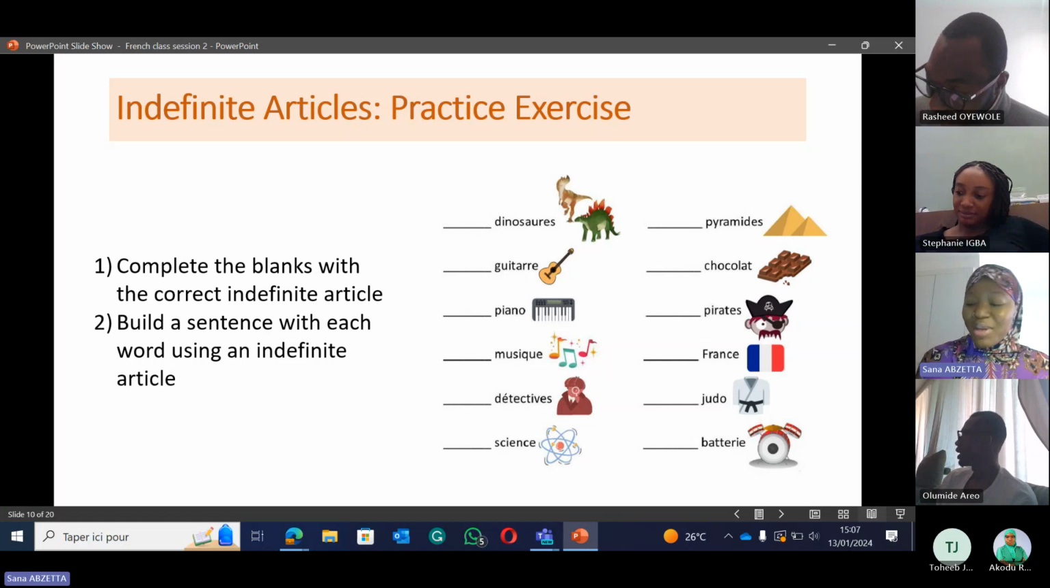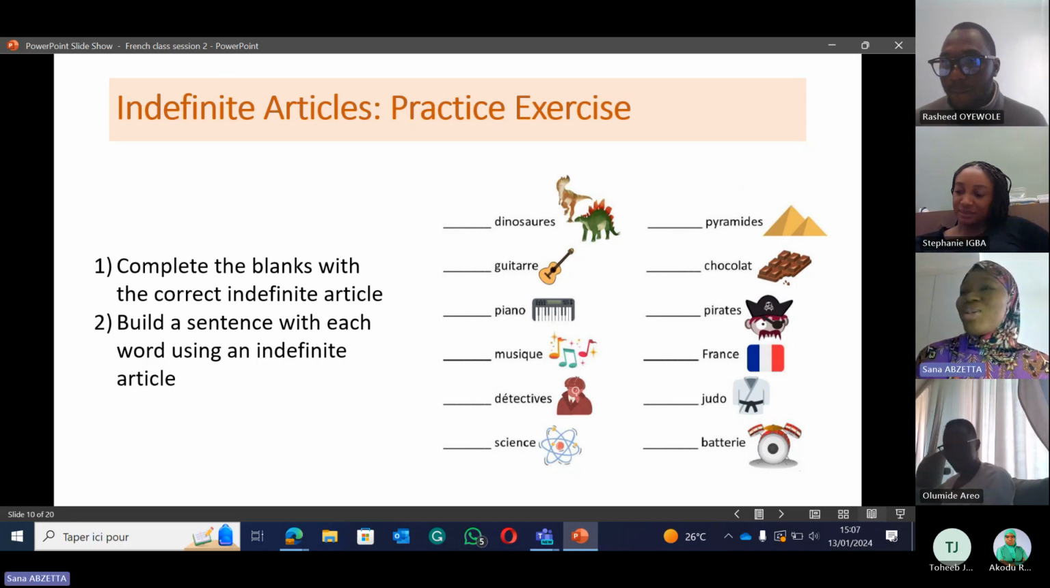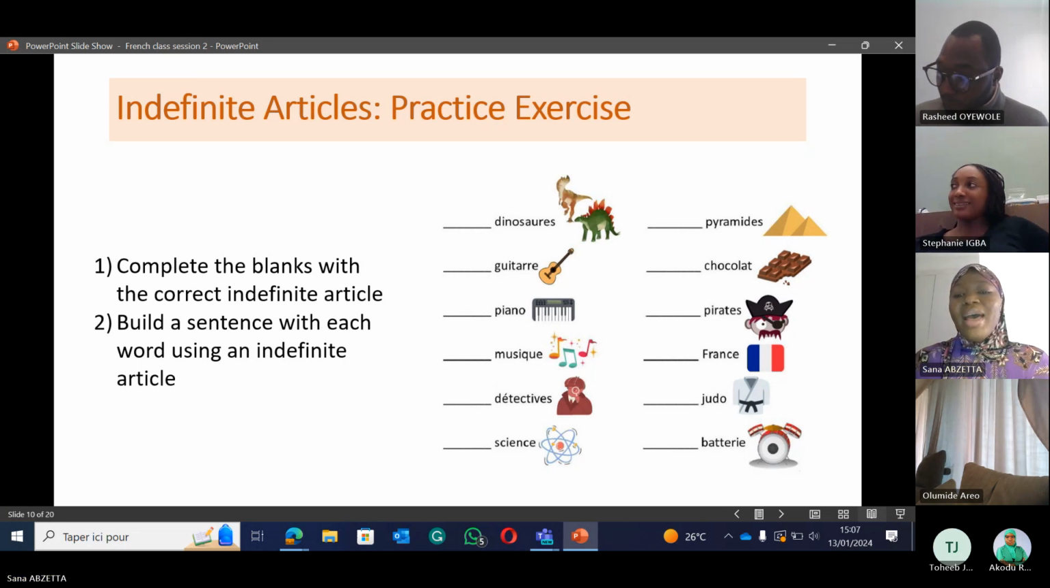Oh, no. It's not a problem, because piano can be confusing. You do not really know if it's masculine or feminine. Some people tell me that the best way to know is to memorize each word with its gender, but it can be really difficult. You cannot memorize all the words. But let's stick to what we learned today.